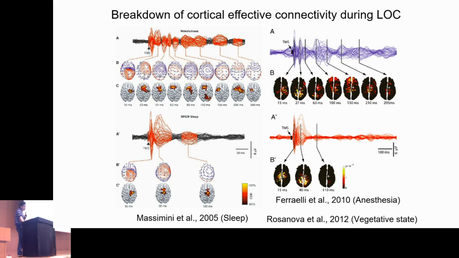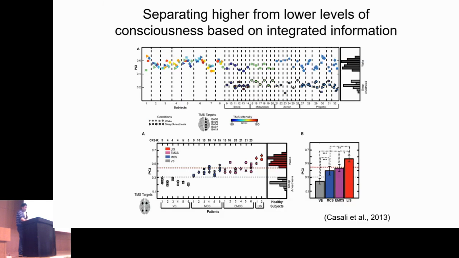So this means that there is effectively a breakdown of cortical connectivity during loss of consciousness. So we can guess that integrated information also probably decreases. But there is no direct evidence again. So let's skip this part.